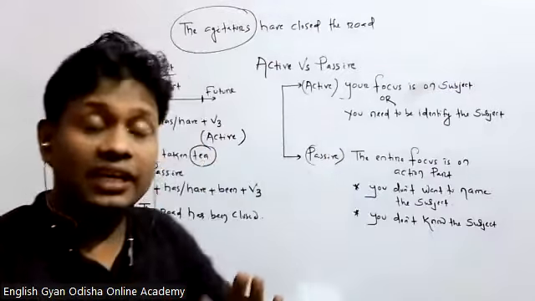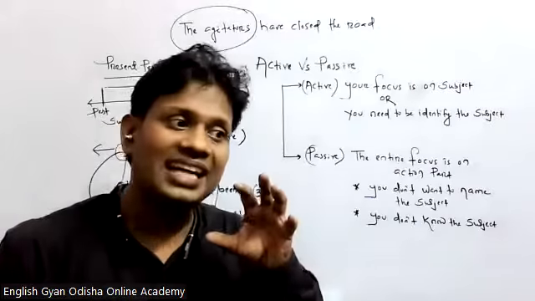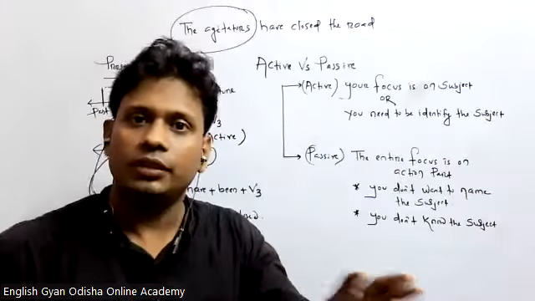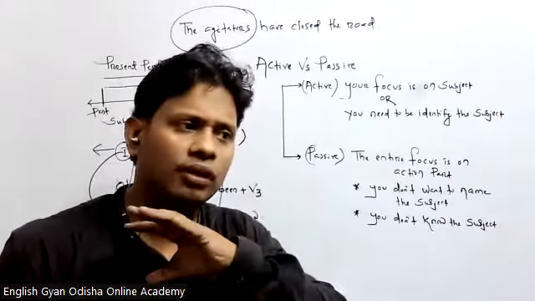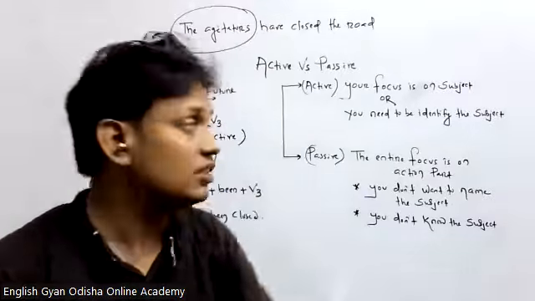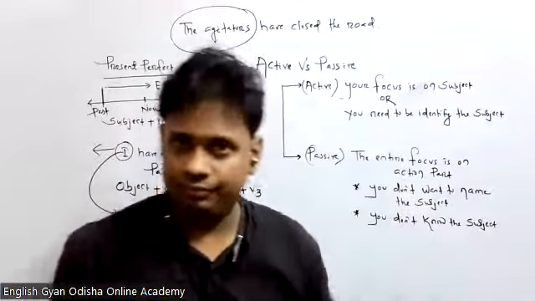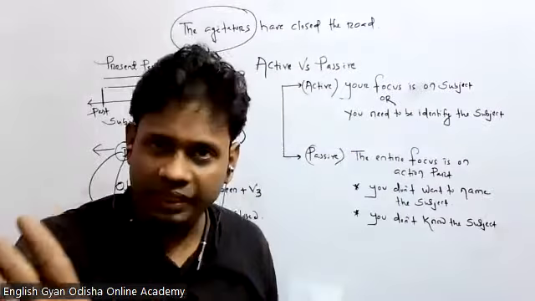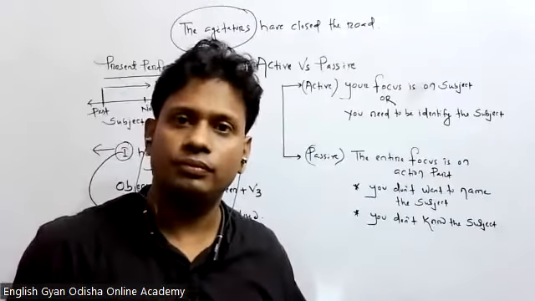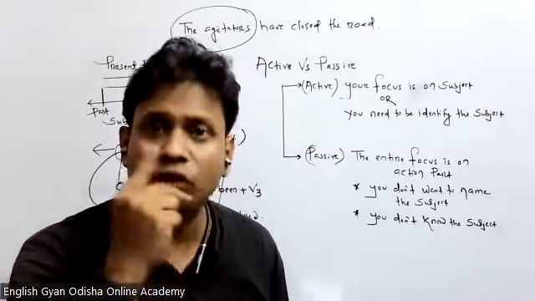So we have already taken five different classes on where exactly you can use it. The concept is very loud and clear, pretty crystal clear. If you focus on the subject, then use active. If you don't focus on the subject, use passive. That's all. Two things. There is no third thing.